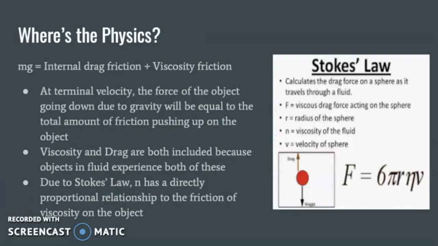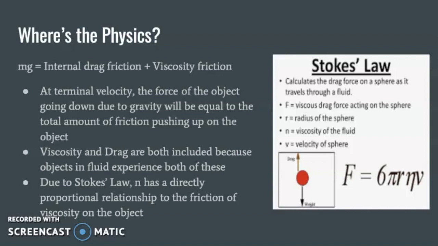The physics in this is that, given the equation, we already know that mg equals internal drag friction plus the viscosity friction. At terminal velocity, the force of the object going down due to gravity will be equal to the total amount of friction pushing up on the object. So as an object is at terminal velocity, it's at a constant velocity and accelerating at a rate of 0. We know that the forces pushing down on it and pushing up on it are going to be equal.